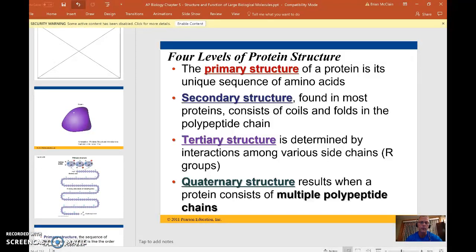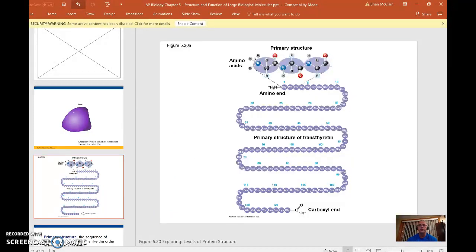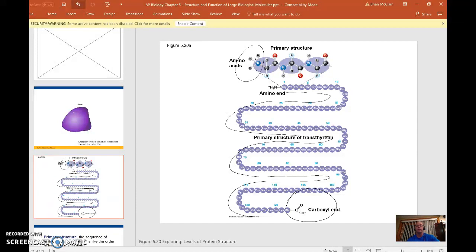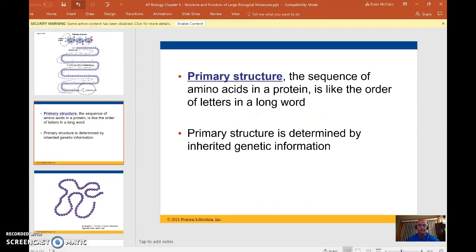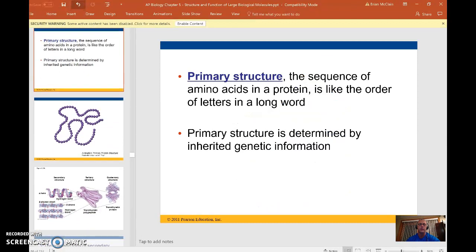All right, so if we look right here, this is primary structure. This is that molecule or that complex polypeptide building block where all of these amino acids have to be right. For this particular protein, that's the sequence. You have one end that's going to start with an amino end, and one end that'll finish with a carboxyl end. So the terminal end is going to be the carboxyl end. That's determined by our genetic information.